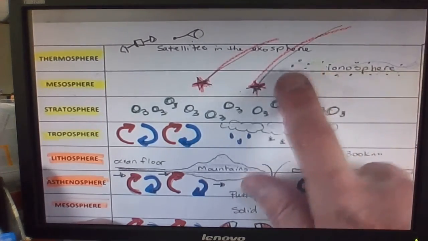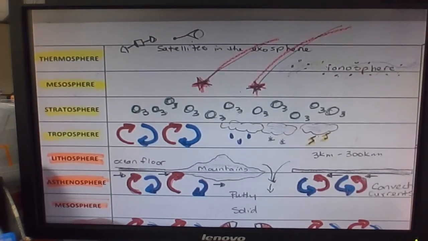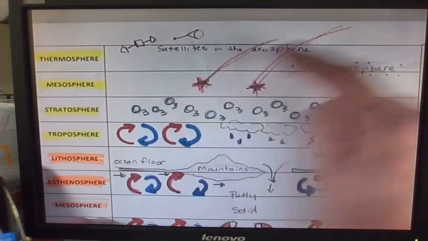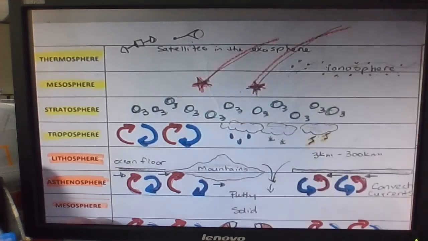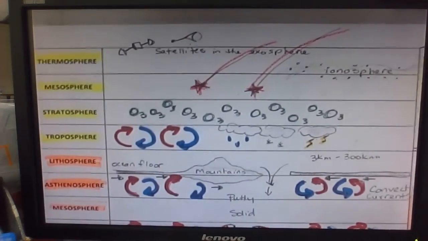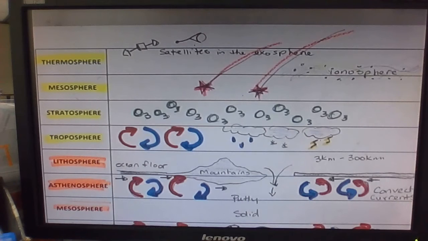Ionosphere's kind of got a little green glow. Green, purple glow is your aurora borealis. These are where the ions are at. And then these are my shooting stars that are going through from outer space through that mesosphere where it's much more dense.